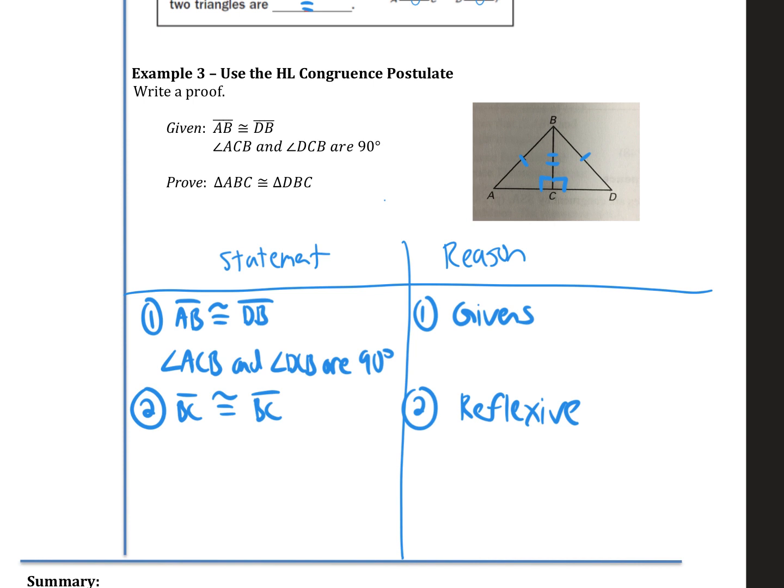Okay? Now, what do we have here? Well, we have the hypotenuse. Both of these are congruent, and we also have a leg, which is congruent. So what can we say? Well, we can say the triangles are congruent. Triangle ABC is congruent to triangle DBC. And the reason for that is hypotenuse leg. And that is the proof.